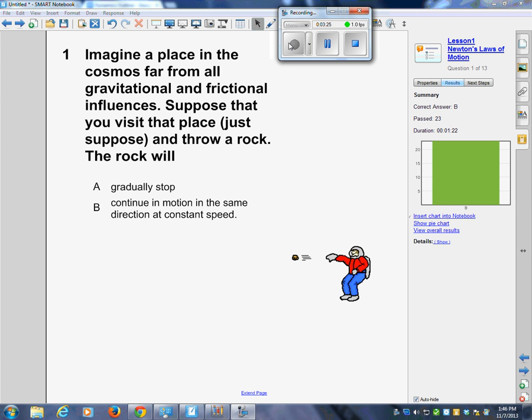Gravity. Is there gravity far in space? Oh, this actually says far from all gravitational and frictional influences. So are there actual areas in space, like let's say between the Earth and the Moon, where there's no gravity? Jake really wants to say something. Well, I just heard there's a point where the moon's gravity and the Earth's gravity cancel each other out, and an object in that spot will just stay there forever and ever.